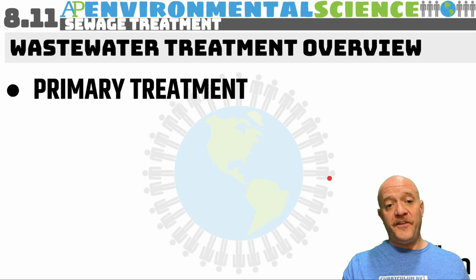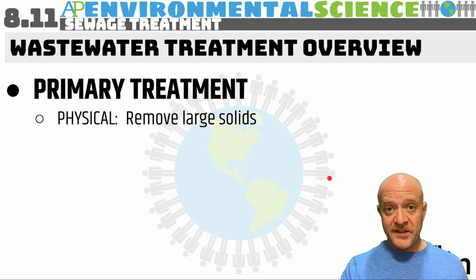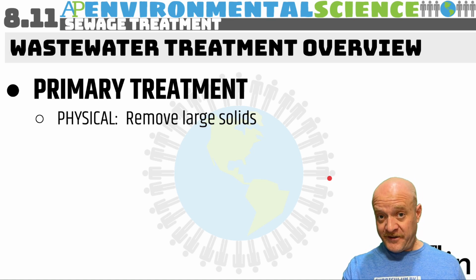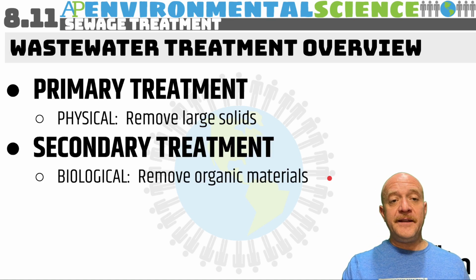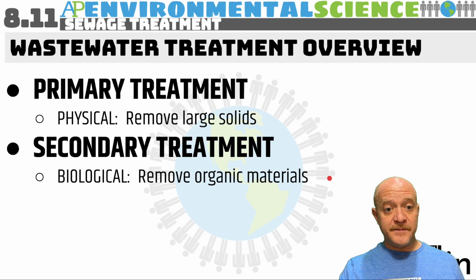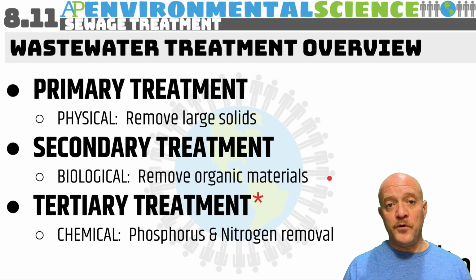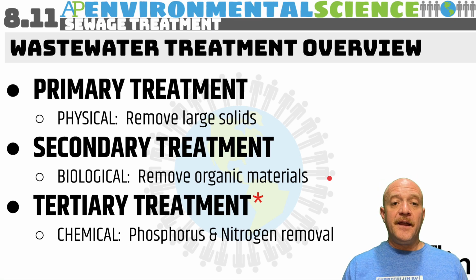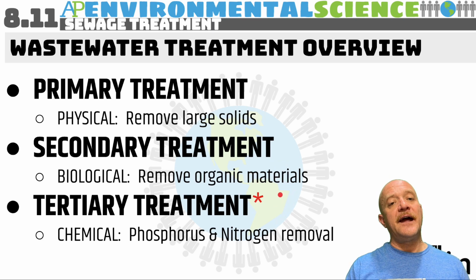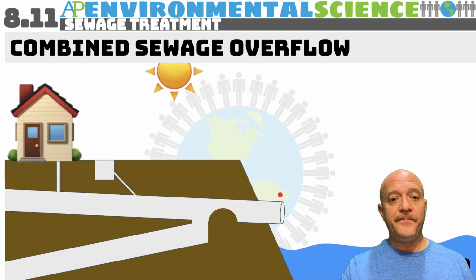Now, just the overview: primary treatment is physical. We are removing large solids and any sort of gritty material. Secondary treatment involves biological components, where we will remove organic materials through the actions of microorganisms. And the tertiary treatment is a chemical treatment, where we would remove phosphorus and nitrogen nutrients. And there is this little red asterisk because not every system has tertiary treatment.